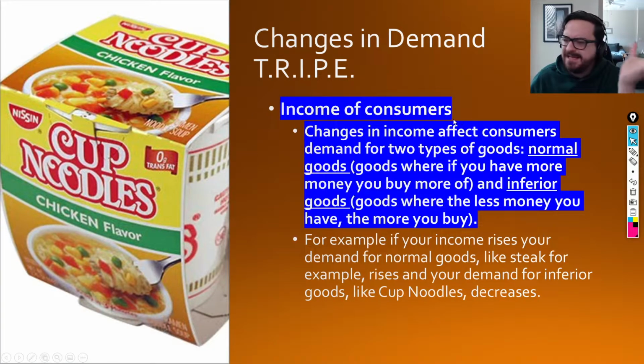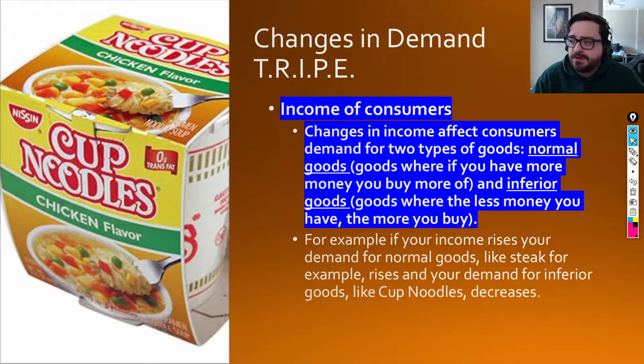Third one, income. Easiest one, logically speaking. When you have more money, you buy better stuff. When you have less money, you buy worse stuff. That's technical terminology for it. The phrase here is normal goods and inferior goods. A normal good is a good where when you have more money, you buy more of it. Think higher quality products, like going to Whole Foods or Central Market, or places that are higher quality for groceries. Those places sell you normal goods. When you have more money, you're more likely to go there.